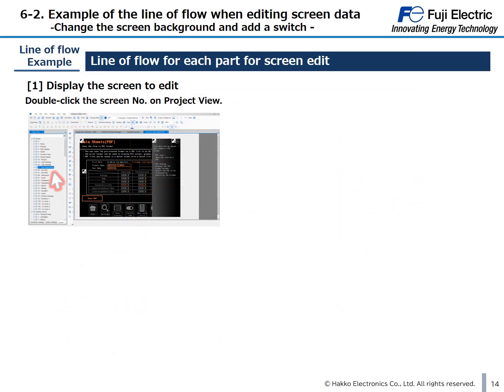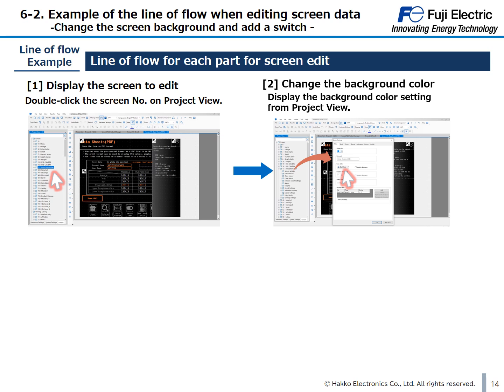Now, let's take a look at an example of the editing process when you change the screen background and add a switch. First of all, double-click the screen number from the project view to display the desired screen to edit. Next, to change the background color, double-click Screen Settings in the project view. The Screen Settings dialog will appear. Change the background color to your preference.